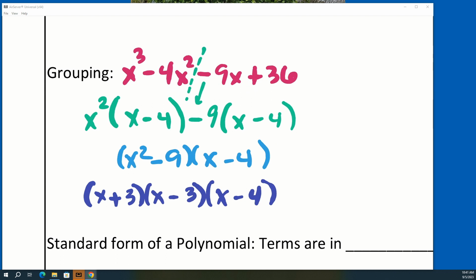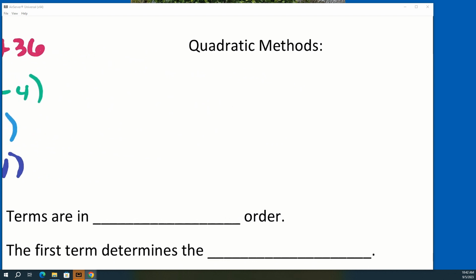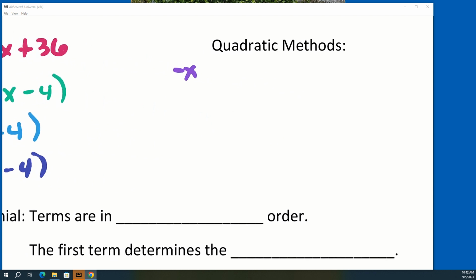All right. And then the last 2 examples are going to be using quadratic methods when it's not a quadratic. So the first one, we're going to have negative x cubed plus 5x squared plus 14x. When you look at that, what do you think you're going to be factoring? Greatest common factor, which is going to be an x. And also, if the leading coefficient is negative, you want to factor out a negative. It's just going to make your life a lot easier when you start factoring. So we're going to factor out a negative x.